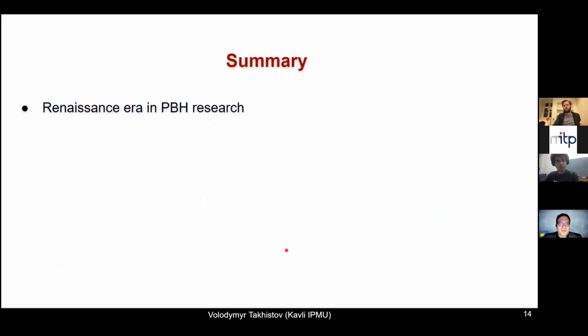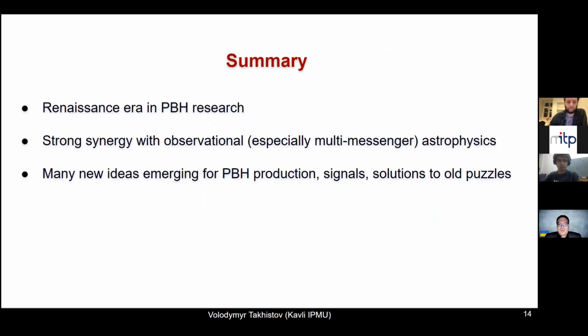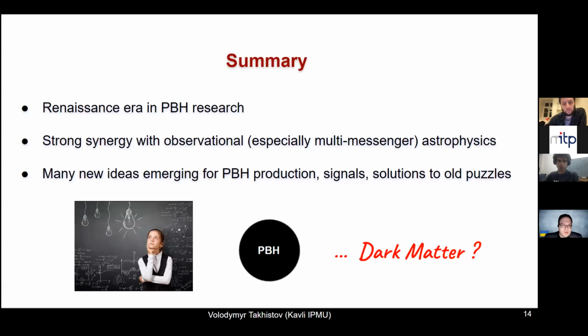Let me summarize: this is a renaissance era in PBH research. Of course, there's a very strong synergy with observational and especially multi-messenger astrophysics. And many new ideas have been emerging recently for primordial black hole production, signatures, as well as solutions to old astrophysical problems. I briefly touched upon some of this. And of course, with all of this, we are now trying to understand from different directions what is the role of primordial black holes in physics and its role in the context of dark matter. Thank you very much.